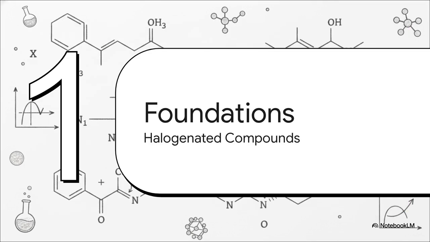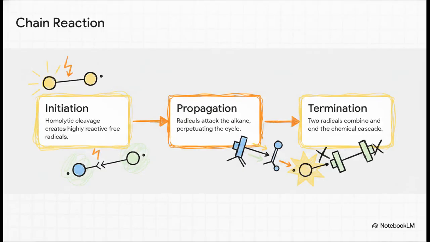All right, Section 1, Foundations of Halogenated Compounds. Now, you might be wondering, what makes these molecules so reactive in the first place? Well, the entire reactivity of these molecules hinges on the polar carbon-halogen bond. The halogen aggressively pulls electron density toward itself, which leaves behind a highly reactive, positively charged carbon. But how do we even get a halogen onto a neutral alkane to start with? It happens through this amazing, cascading chain reaction that is triggered by literally a single photon of light.